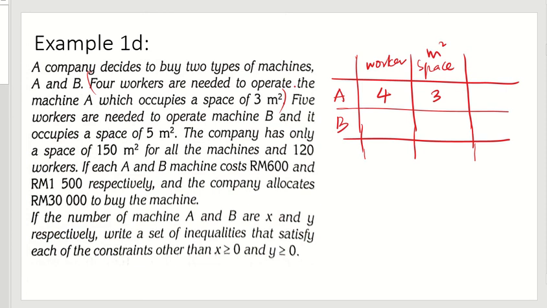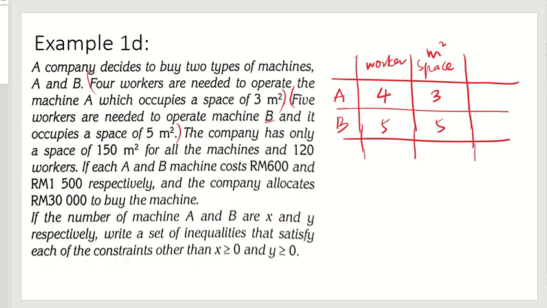Then we go to the next. Five workers are needed to operate machine B, and it occupies a space of 5 meters square. You see, we make it into a table, then it will be very easy for us to see. Then it's easier for us to form the inequalities.